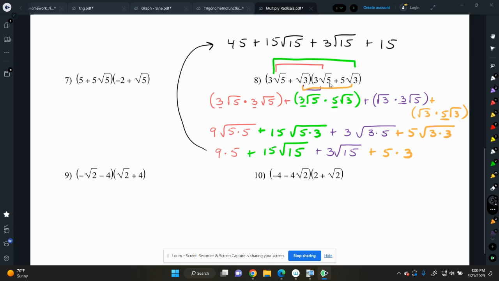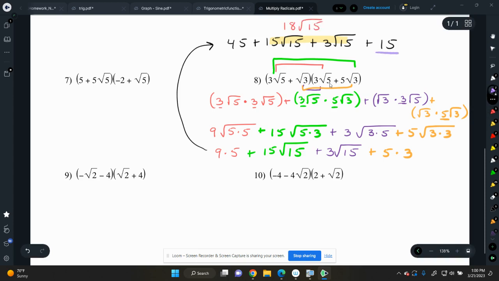Anyone see it? Yeah, let's combine our like terms, right? So these are like terms. If I have 15 root 15s plus 3 more root 15s, that gives me 18 root 15. And then we have 15 plus 45, which gives me 60. So that's our final answer right there. Questions?